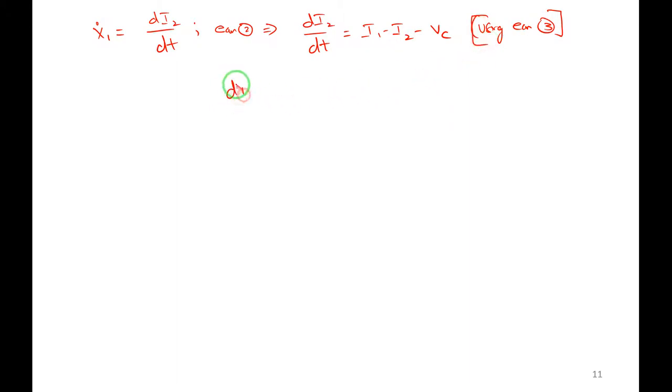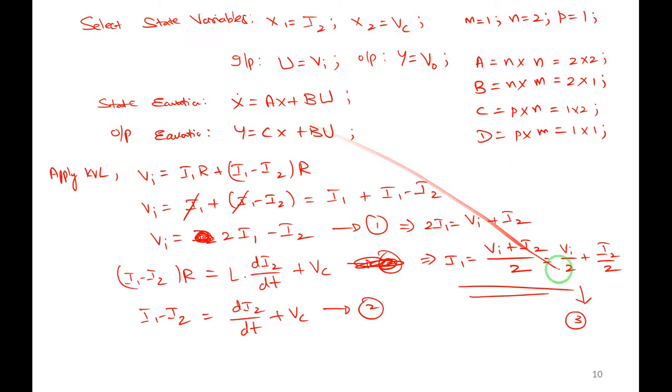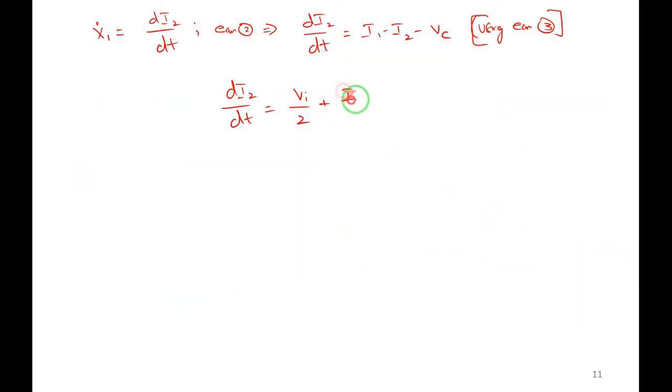So let me write it, di2 by dt. What is I1? We have I1 is Vi by 2 plus I2 by 2. I have substituted for this I1, right? So Vi by 2 plus I2 by 2, next, minus I2 minus Vc. So let me rewrite it: di2 by dt is equal to 1 by 2 times Vi. Half times I2 minus 1 times I2, so minus 1 by 2 I2. Is it fine? This is minus Vc.